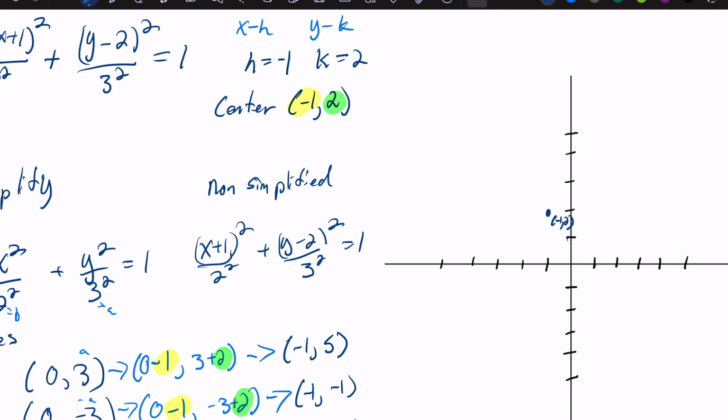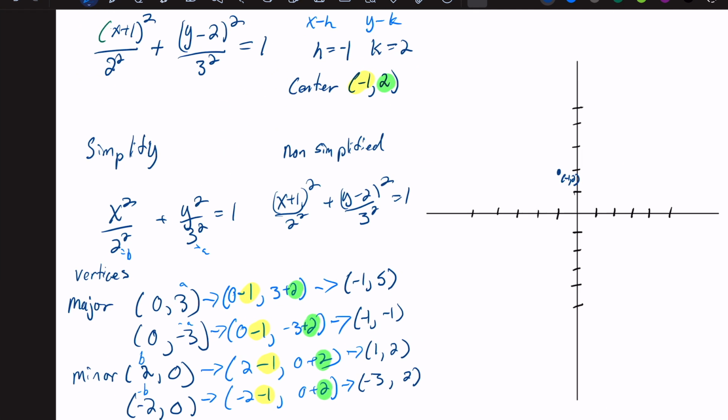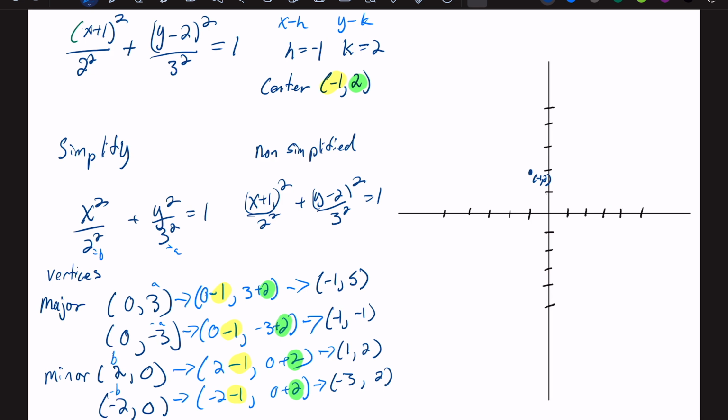My vertices, so my major axis is in the y direction. So let's go ahead and do that. So it would be negative 1, 1 is my one vertex. So let's go ahead and write that in, negative 1, 1. And then up here would be negative 1, 5. So negative 1 and 5. Double check that. 1, 2, 3, 4, 5. Yep.